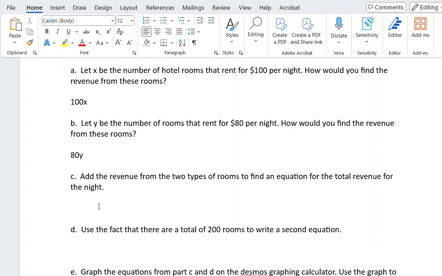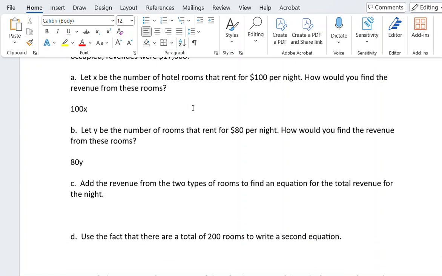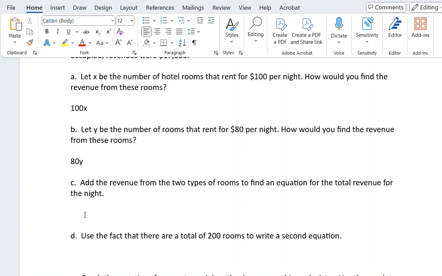And then question C says to add the revenue from the 2 types of rooms to find an equation for the total revenue for the night. So I know that my total revenue for the night is $17,000. So when I add the revenue for the 2 types of rooms, I want it to equal $17,000. So my equation would be 100x + 80y = 17,000.